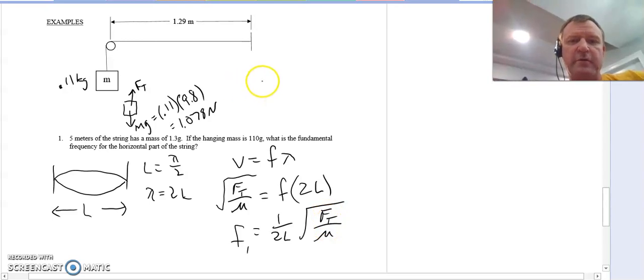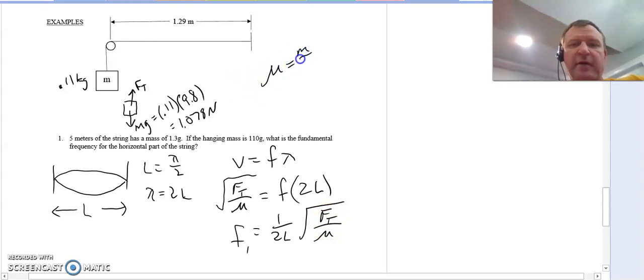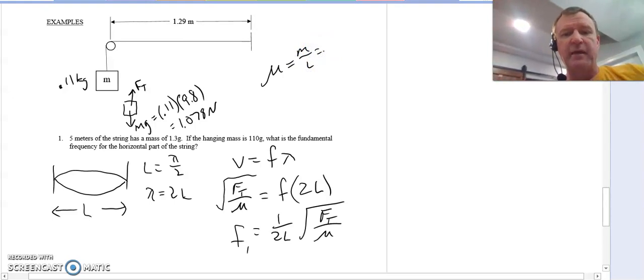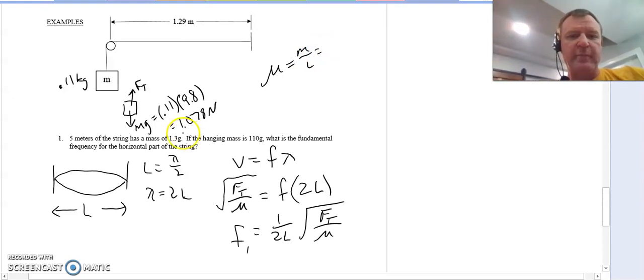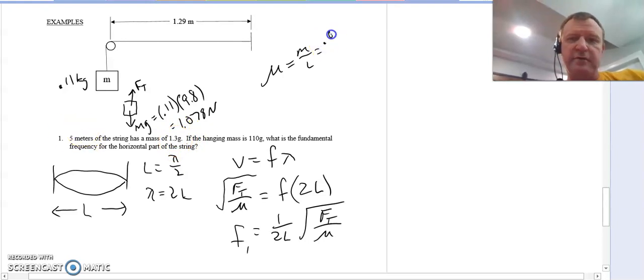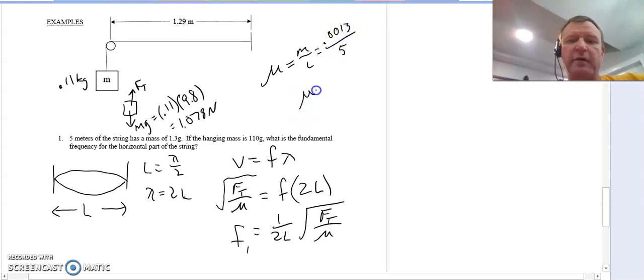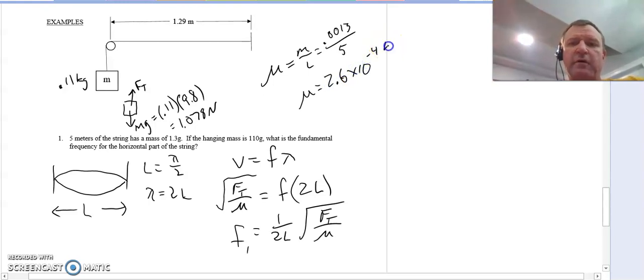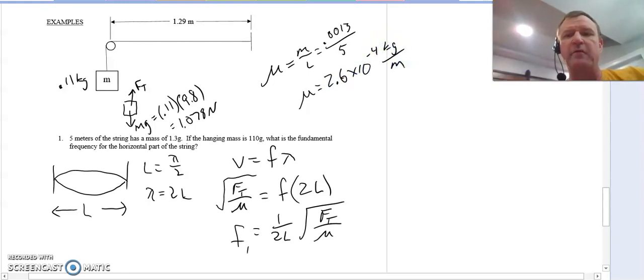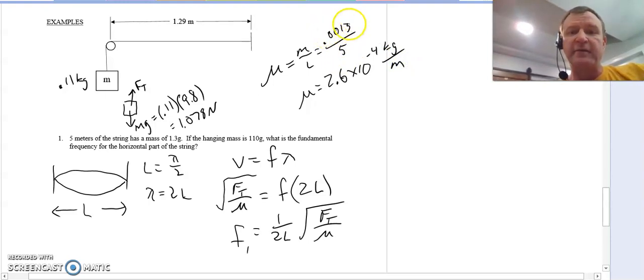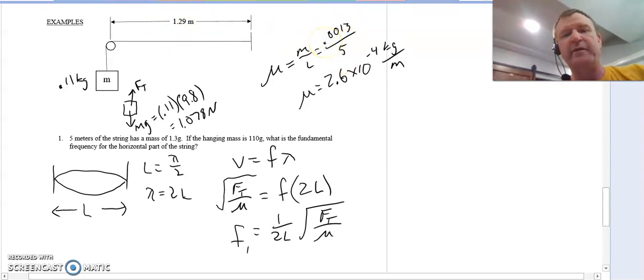There's no acceleration up or down, so the tension equals that same number. Now, for mu, the linear mass density, remember that's mass over length, and the mass and the length have to go together. So we have a mass, 1.3 grams, for 5 meters. So 0.0013 and 5, those are the numbers we want to use here. Then we get a linear mass density of 2.6 times 10 to the negative 4 kilograms per meter. Again, 5 meters has a mass of 1.3 grams. We don't know the mass of 1.29 meters, so don't get that number mixed in here.